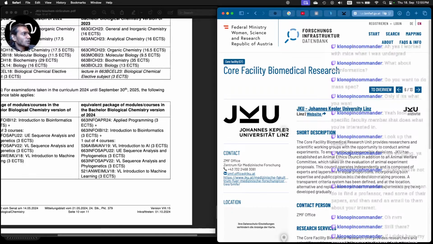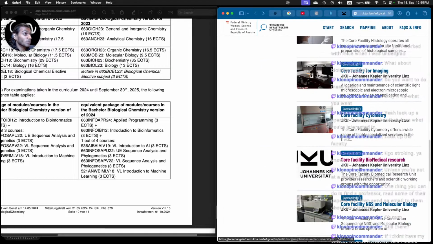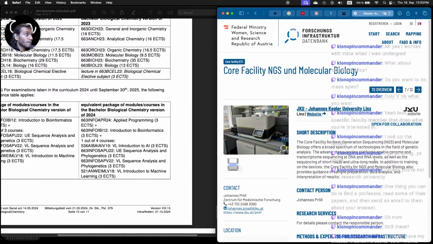To ensure ethically responsible decisions, JKU has established an animal ethics council in addition to an animal welfare committee, which takes on the evaluation of animal experiment proposals. This council operates independently and is composed of experts and laypersons in equal proportions, incorporating both expertise and public opinion in the decision-making process. Okay, it's just for animals. It's experimenting on animals before we do the human. I respect that.